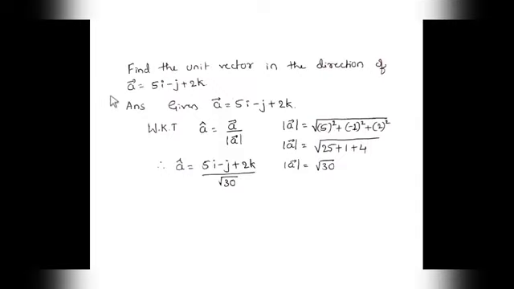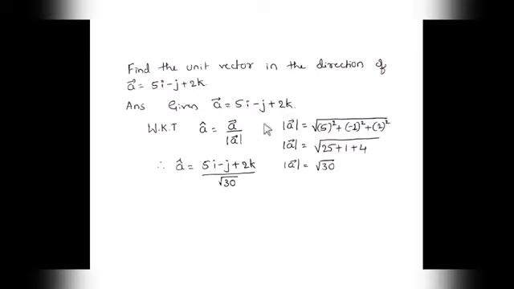Now, let's understand the unit vector with one example. Find the unit vector in the direction of vector A equals 5i minus j plus 2k. Answer: they have given vector A equals 5i minus j plus 2k. The formula of unit vector A cap is vector A divided by magnitude of vector A. We have vector A, but we don't have the magnitude of vector A. Now, how do we find the magnitude of vector A using the given vector?